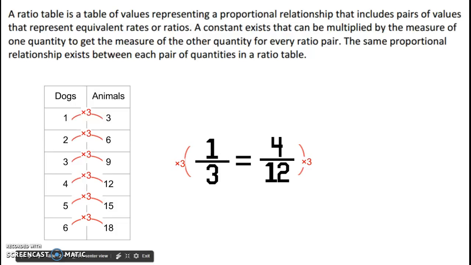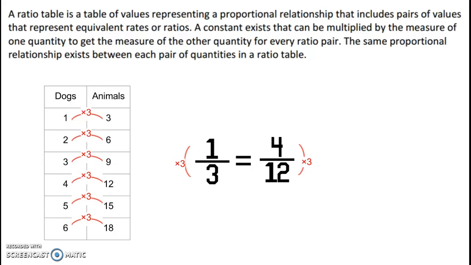A proportion is two equal ratios. Proportions can be used to show a proportional relationship. Here we can see the proportional relationship between 1 and 3 and 4 and 12. Teachers help students make the connection to the constant of proportionality as the constant that can be multiplied by the measure of one quantity to get the measure of the other quantity for every ratio pair.